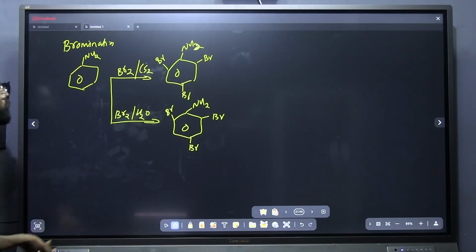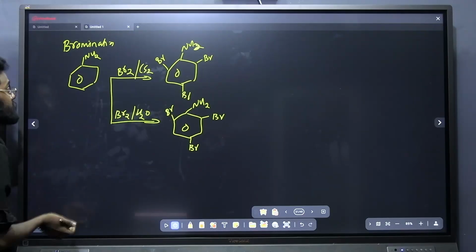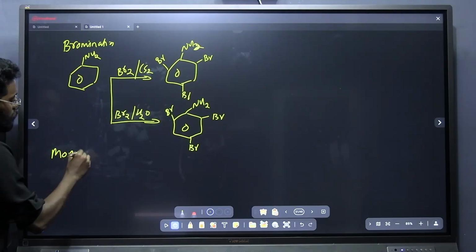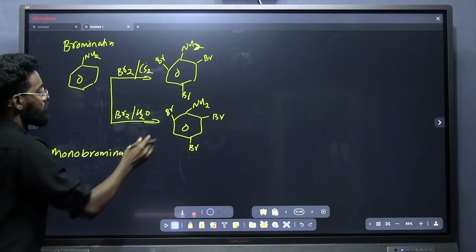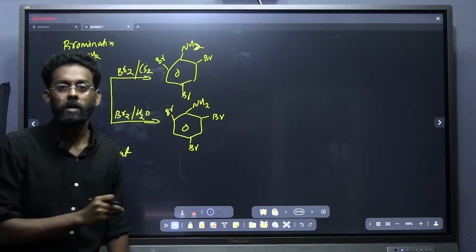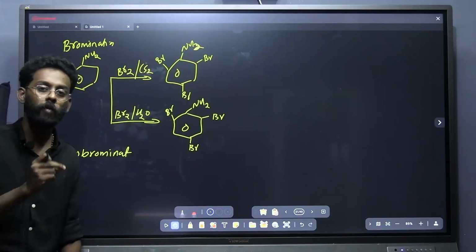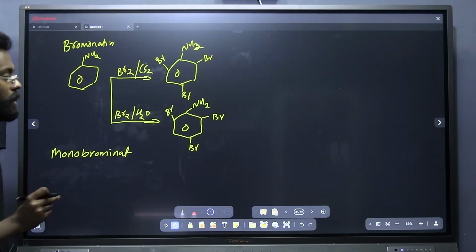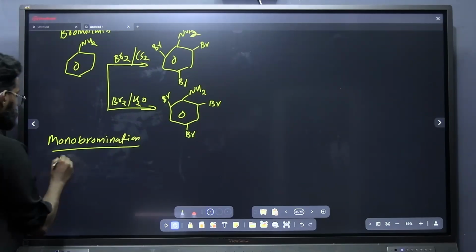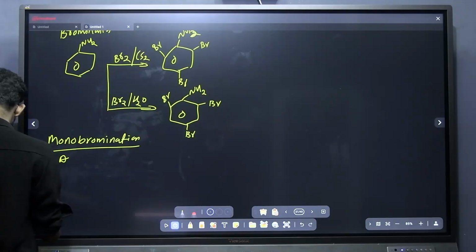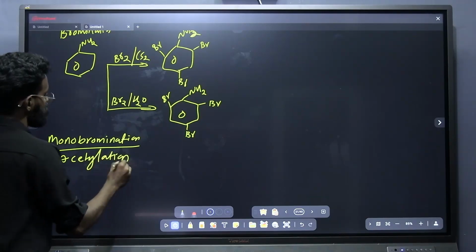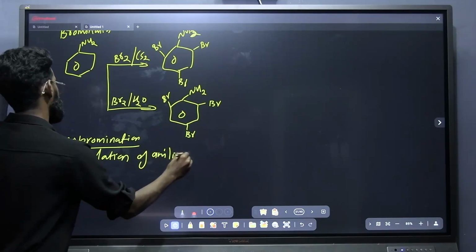Monobromoaniline we can prepare by using acetylation of aniline, by using acetylation, monobromination. Because why there is 3 bromine group attached is because the ring is very much activated. What you have to do is you have to attach a substituent or a group which can deactivate this ring. Using that we can form monobromoaniline. Monobromination. Acetylation of aniline.